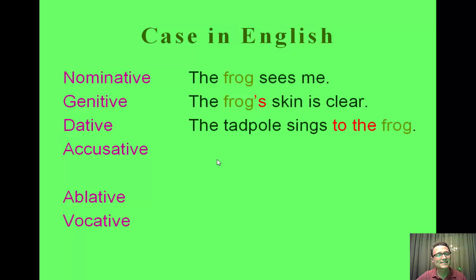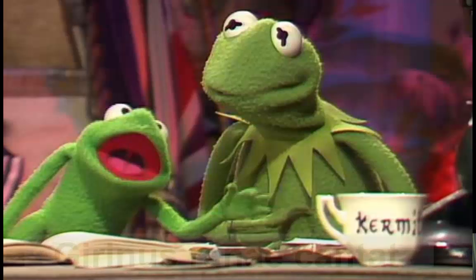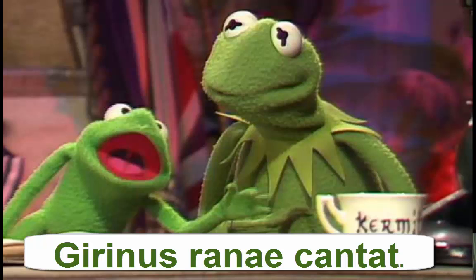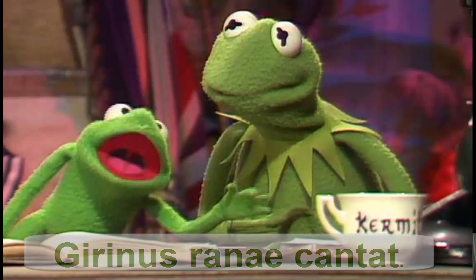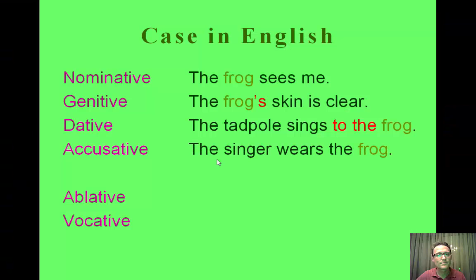Now in this sense, the tadpole sings to the frog. The tadpole sings to the frog. The tadpole is the one doing the singing. Now we don't know what the tadpole is singing, probably a song. So to the frog is showing us the party who is receiving the benefit of that action. Not the direct recipient of the action of the verb, but the beneficiary of the action. And so we see here Robin singing to Kermit, and so Robin's doing the singing, he's singing a song, and it's to the frog, it's to Kermit.